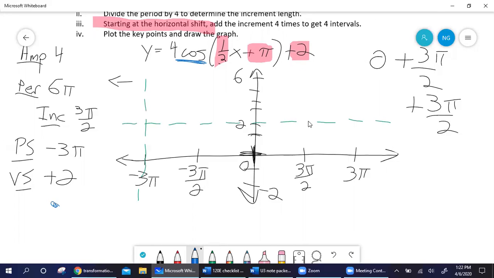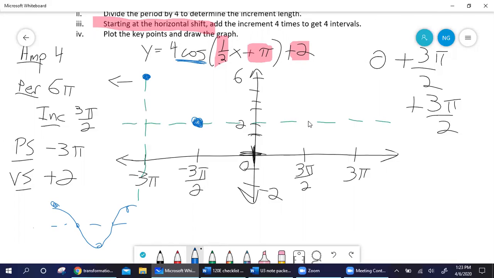Cosine usually started above the midline. Cosine did this. There is no reflection, so it is going to start above. So what that means is back here at negative 3 pi, I'm above the midline at 6. At my next increment, which is negative 3 pi over 2, I'm on the midline.